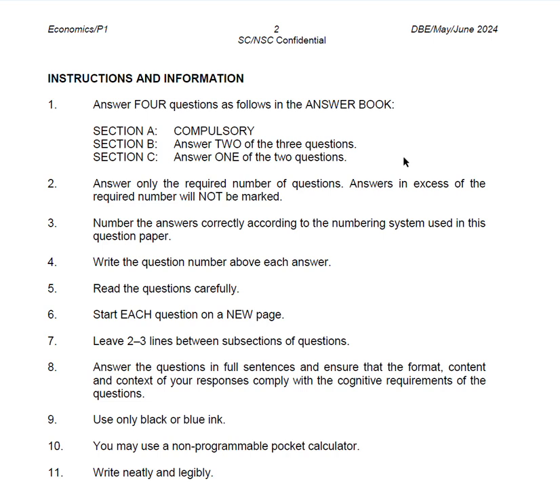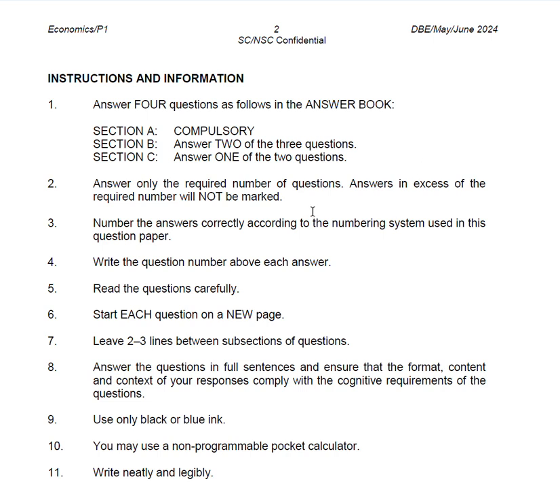And then you'll have your section C. Section C will have 2 questions. And again, you need to answer only one of the 2 questions. If you decide on section B to answer all the 3, you'll be wasting valuable time that you'll need for section C. And you must remember you'll only be marked for the first 2 that you have answered.